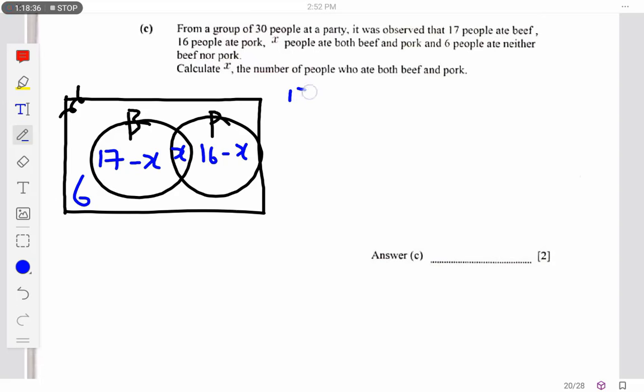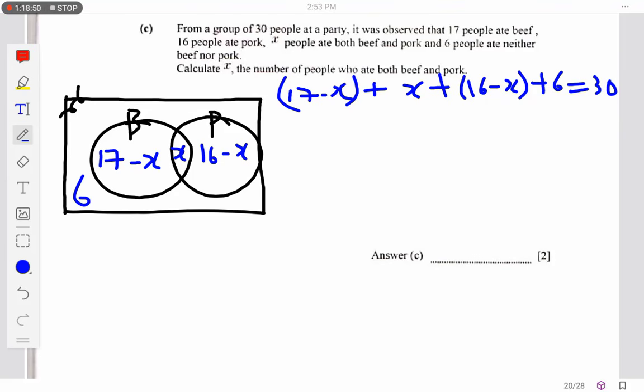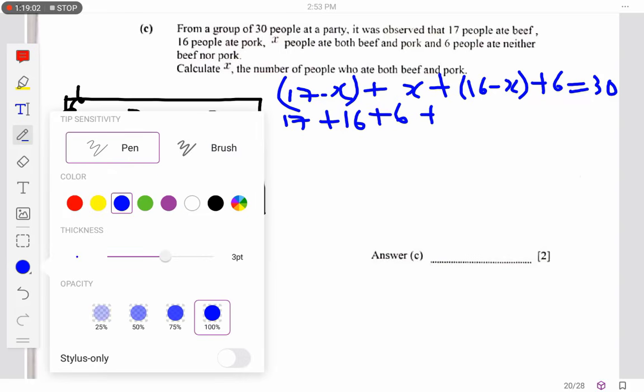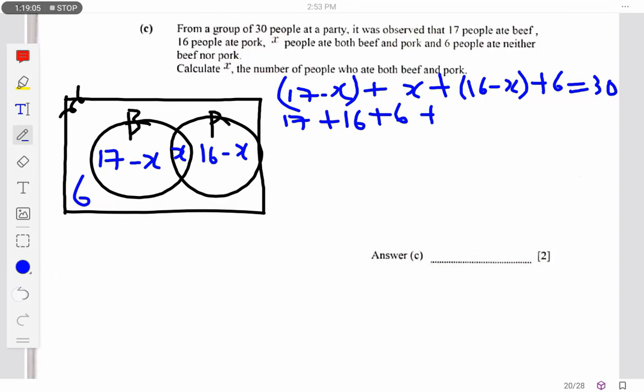So I can say 17 minus x, that's for beef only, plus those who eat beef and pork, plus those who only ate pork, 16 minus 6x, then plus a 6 is going to give me a 30, like that. So if I simplify, I'm going to get 17 plus 16, okay? Then I've got plus 6 there, plus 6 there. Then I've got minus x here, plus x, then minus x is going to be equal to 30, like that. Okay, then if I add these values there, I'm getting a 39.